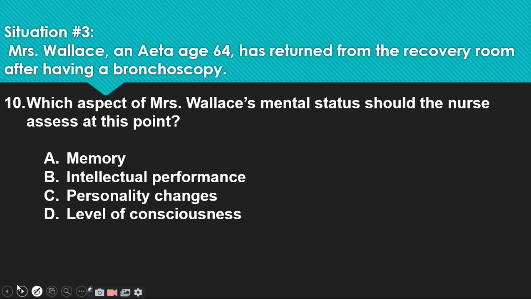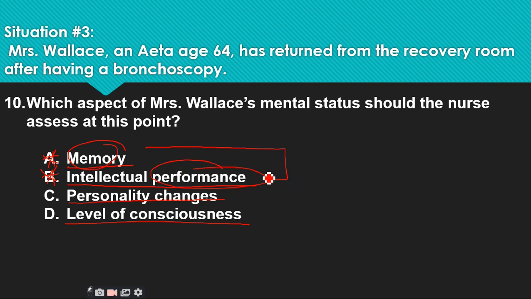Wallace's mental status should the nurse assess at this point? Letter A, memory. Letter B, intellectual performance. Letter C, personality changes. Or letter D, level of consciousness. Of course, as what I mentioned earlier, we have to eliminate choices that have the same thought. We'll eliminate letter A and also letter B because memory and intellectual performance are the same. This talks about the mental cognition or the ability to recall things.